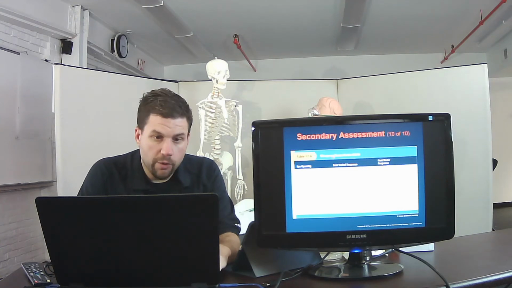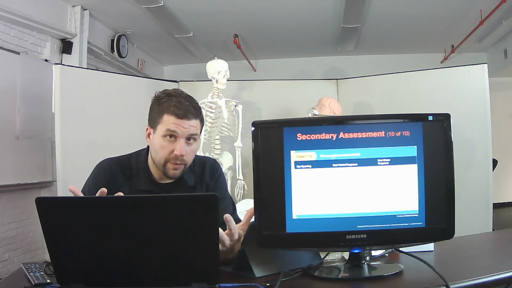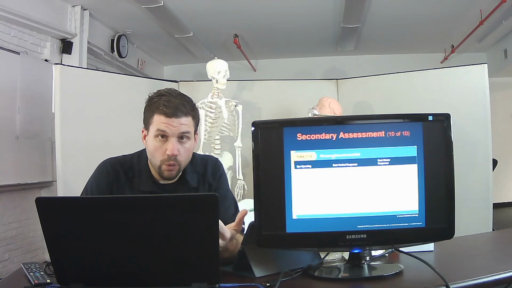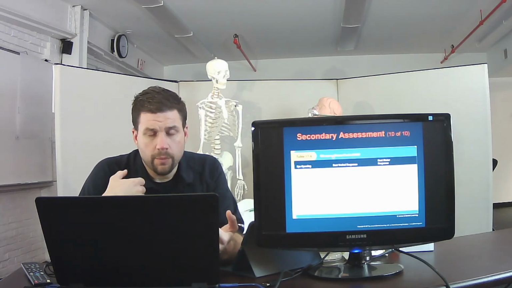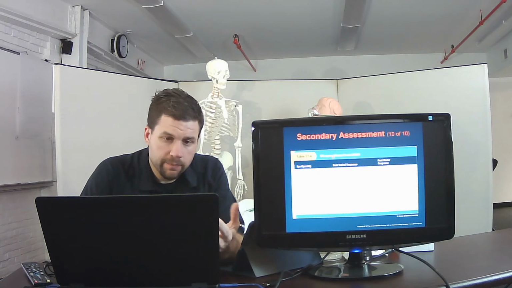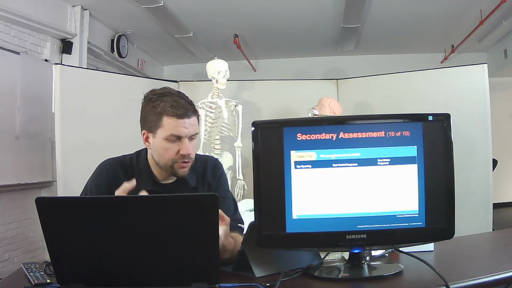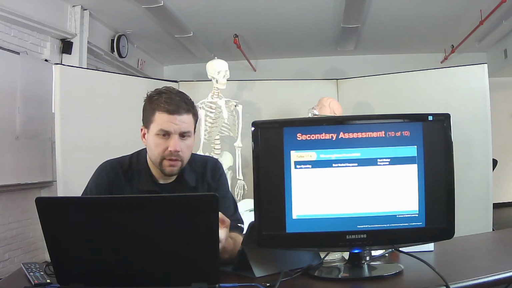So in eye-opening, if somebody opens their eyes spontaneously, they get a 4. If they only open their eyes when somebody talks to them, they get a 3. If they only open their eyes in response to a painful stimulus, then they get a 2.